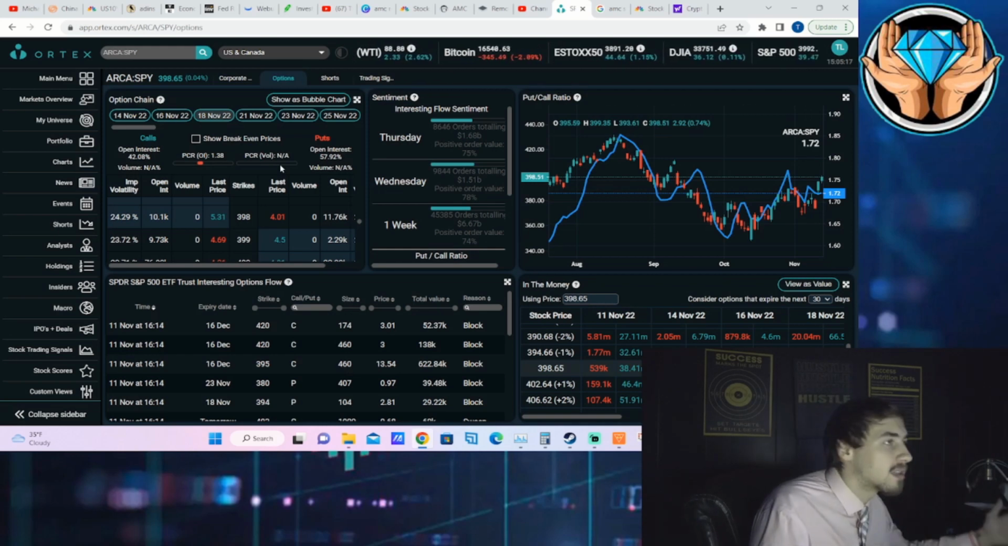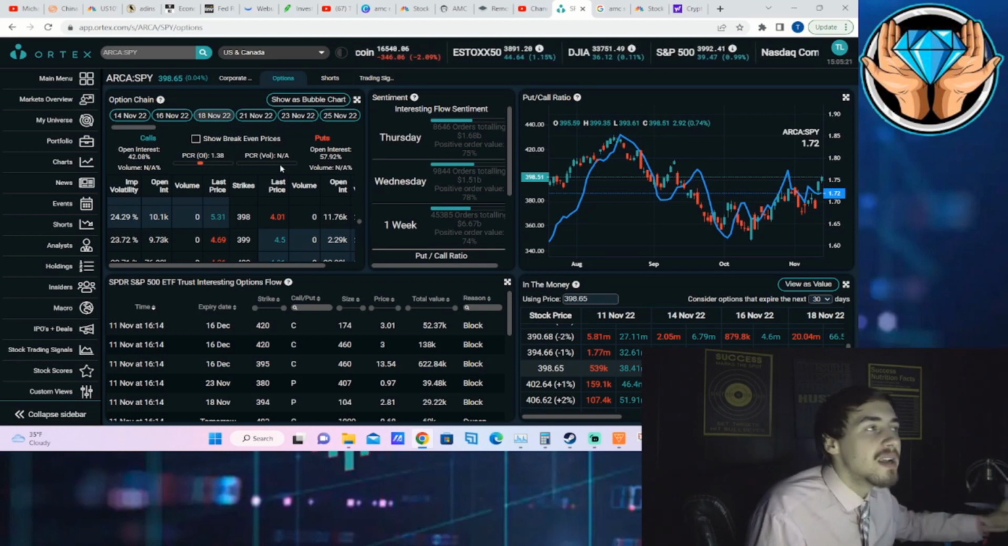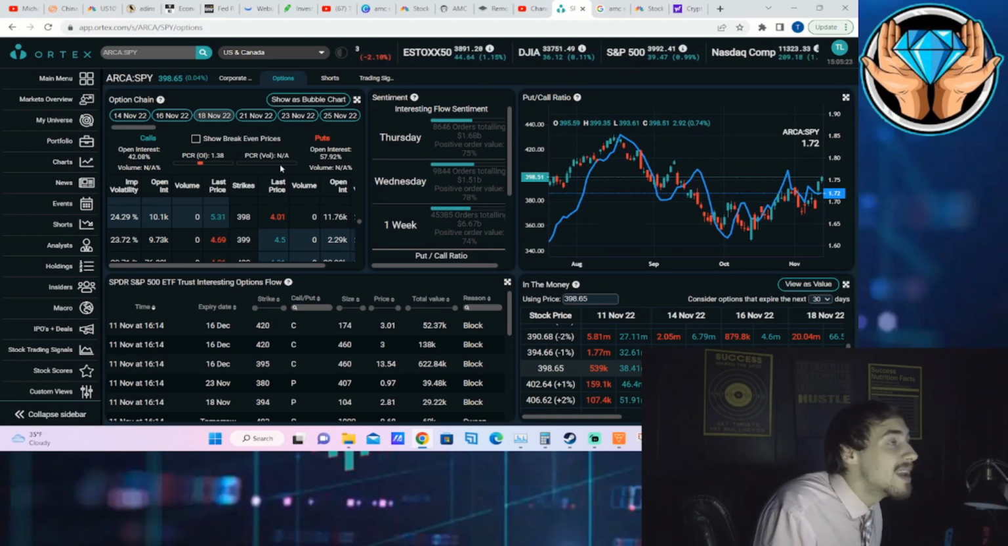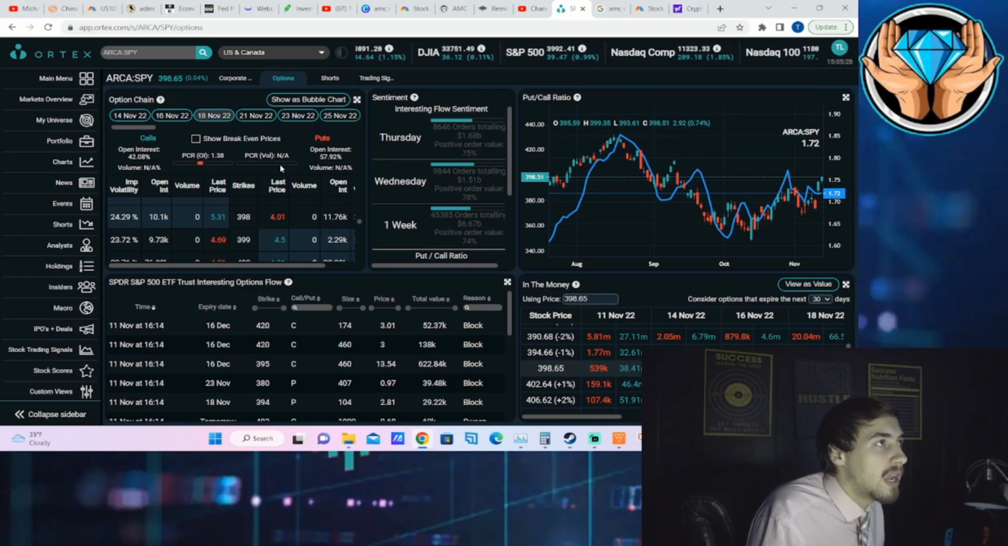Hedge funds have a mix of long and short positions. It's going to take a lot of buying long positions to get to that neutral level. It could take weeks. It could take days. It could take months to get back to a neutral level, guys.